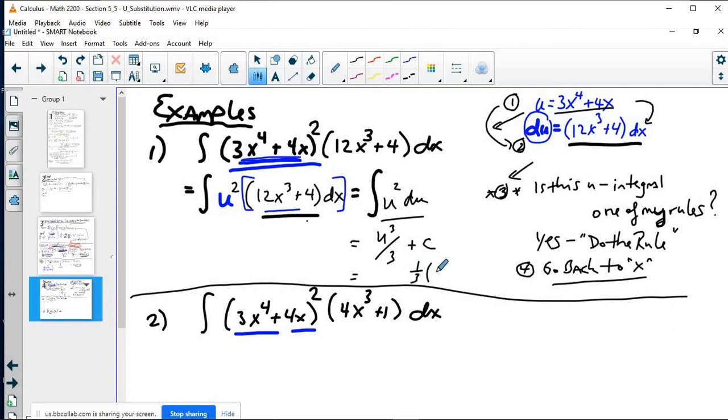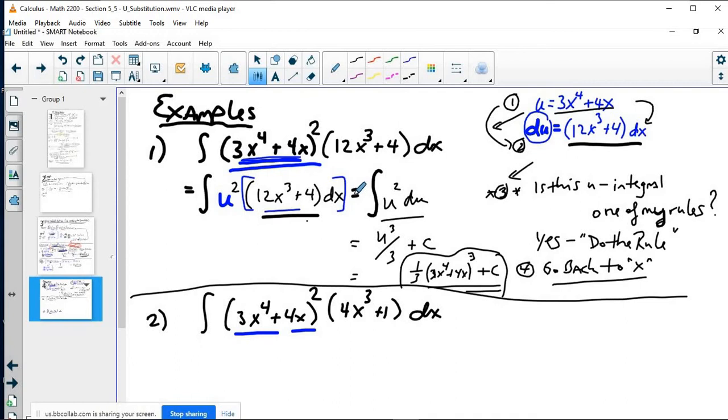So I get 1/3 (3x to the 4th plus 4x) all cubed plus c. And this right here, this guy is the family of antiderivatives whose derivative is this big mess. And if you took the derivative here using the chain rule, you would get this stuff right there.